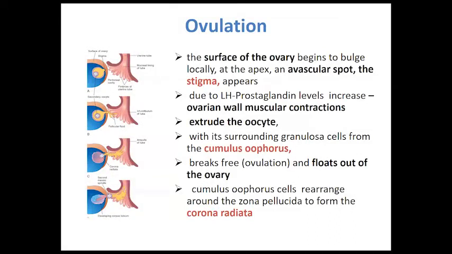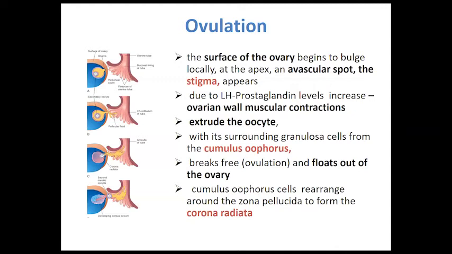So when the Graafian follicle is produced, the surface of the ovary begins to bulge locally at the apex, and that point where it bulges is called the stigma, an avascular spot because of the pressure. The wall becomes weak, and this weakening of the wall leads to the rupture, and then the ovum is released. The ovarian wall muscular contractions increase, and then this extrudes the oocyte along with the cumulus oophorus.